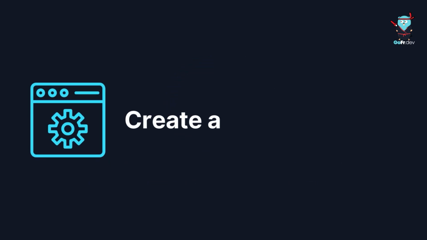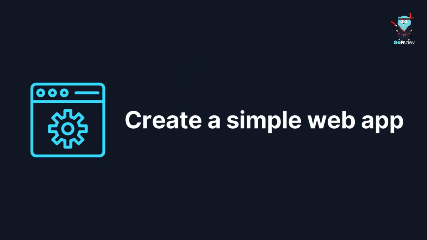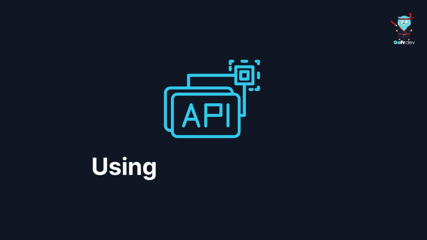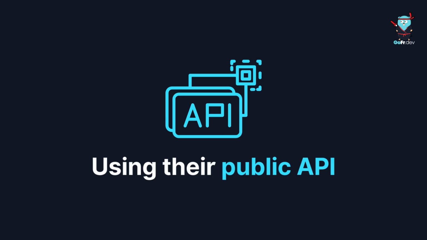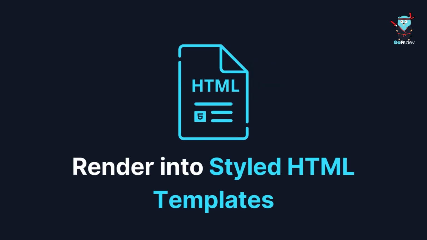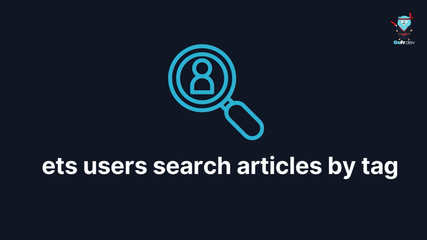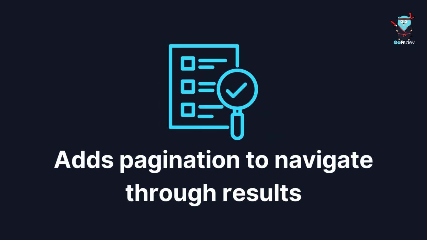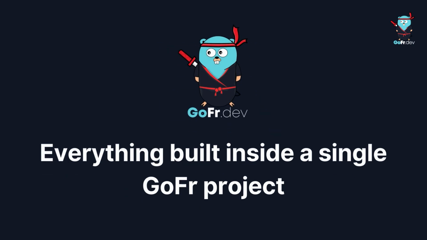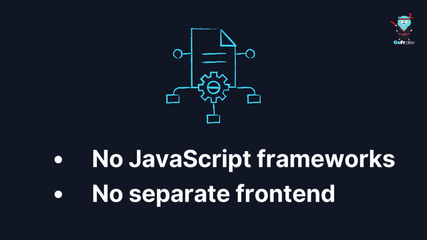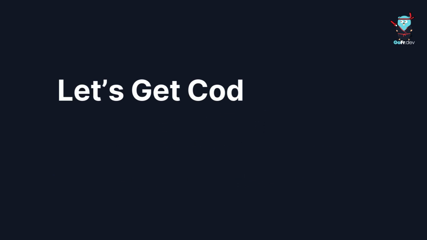So, in this video, we are going to create a simple web application that fetches the latest articles from Dev.to using their public API, then renders the data into a styled HTML template, lets the user search articles by tag, and adds pagination to navigate through the results. All of this is built inside a single GoFr project, no JavaScript frameworks, no separate frontend. So, let's not waste any more time and let's get coding with GoFr.